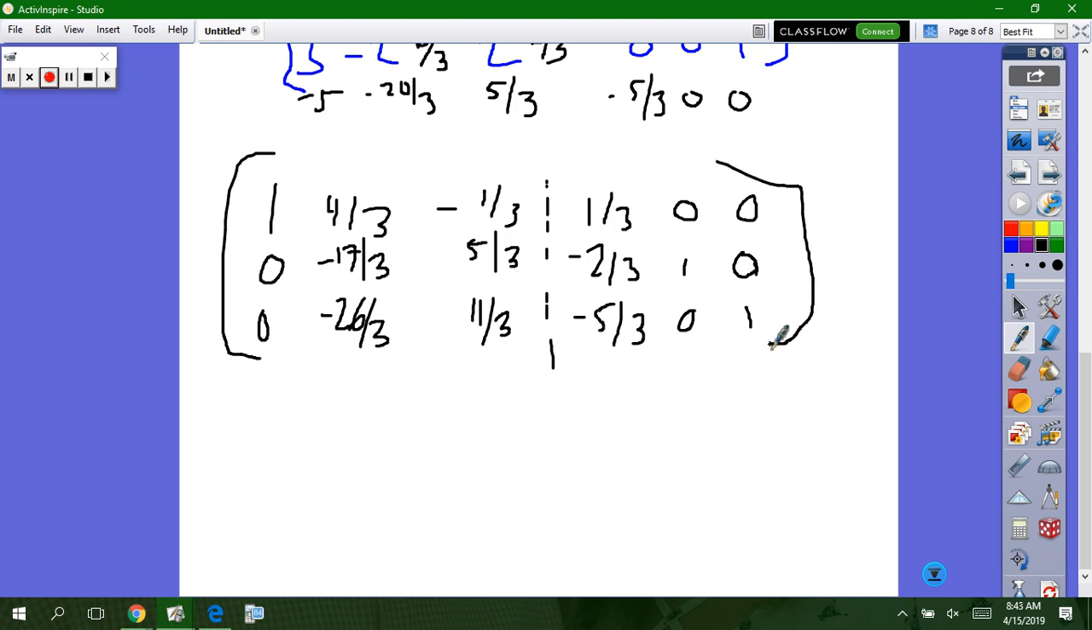Any questions on what I have here so far? Okay, where that negative 17/3 is, what do I want it to be? I want it to be a 1. How do I ever make anything 1? I divide by that number or I times by its reciprocal, correct? So the top stays the same.